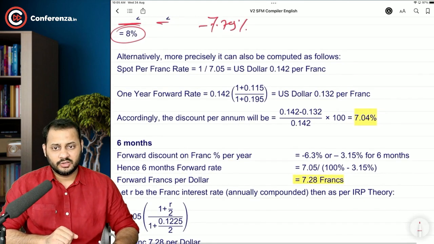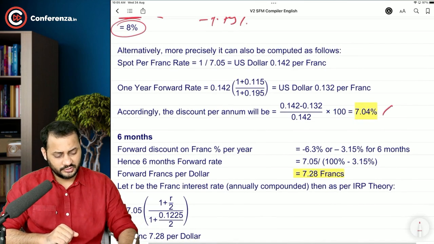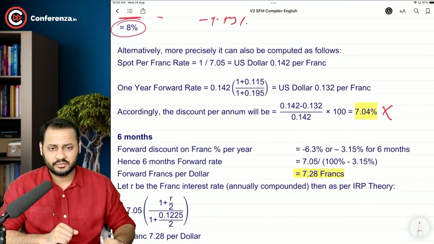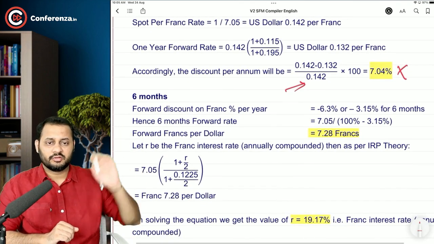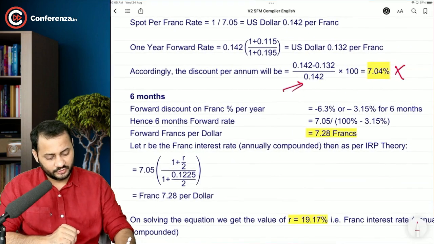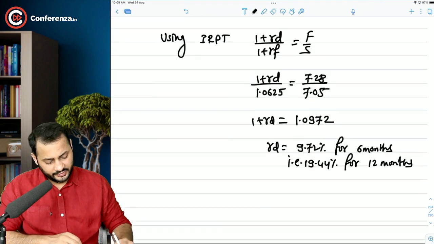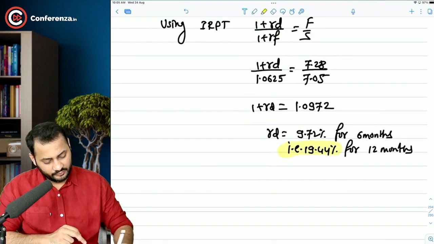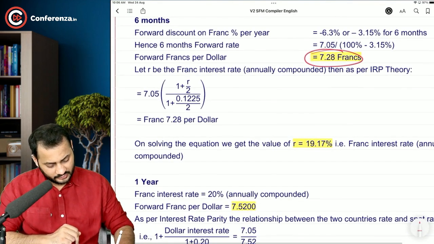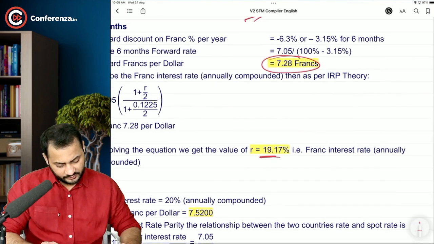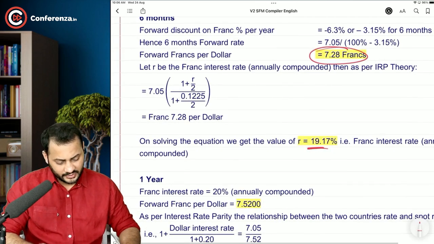Second thing, this is totally wrong. Don't go with this 7.04 because they have taken the base of 0.142 for the 6 months. Okay, let's go for the 6 months. For the 6 months, our answers are 7.28 and 19.44. So this is 7.28, and why is 19.17% their answer? Let me just check once again. There might be something wrong from my side as well.